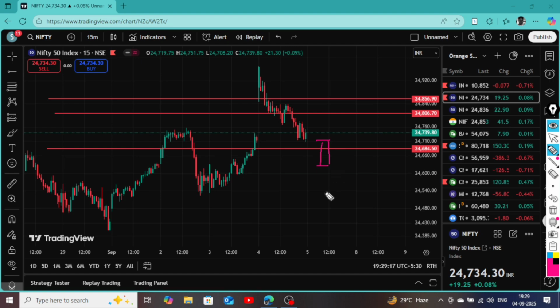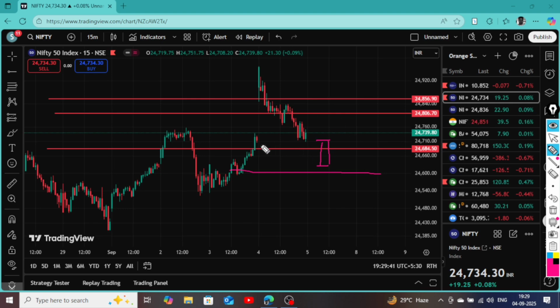Above 24,680, then we initiate a buy trade and our stop loss will be 50 to 60 points. That means near this area is our stop loss, or these candles below are our stop loss, and the target will be 100 to 120 points.